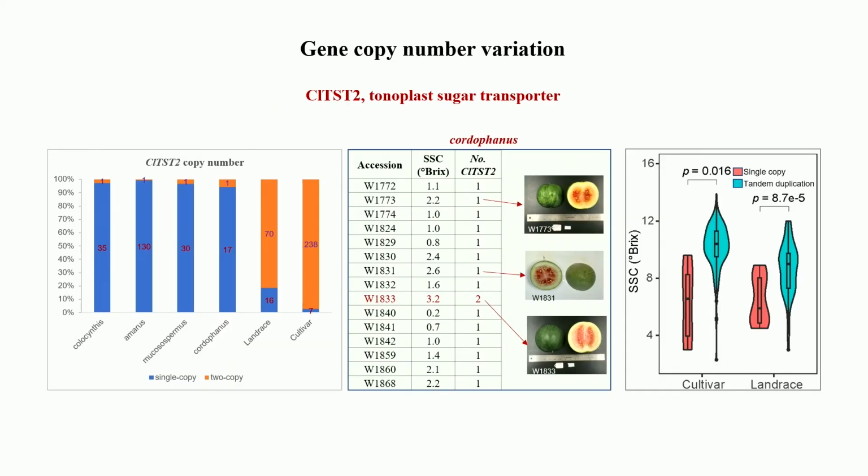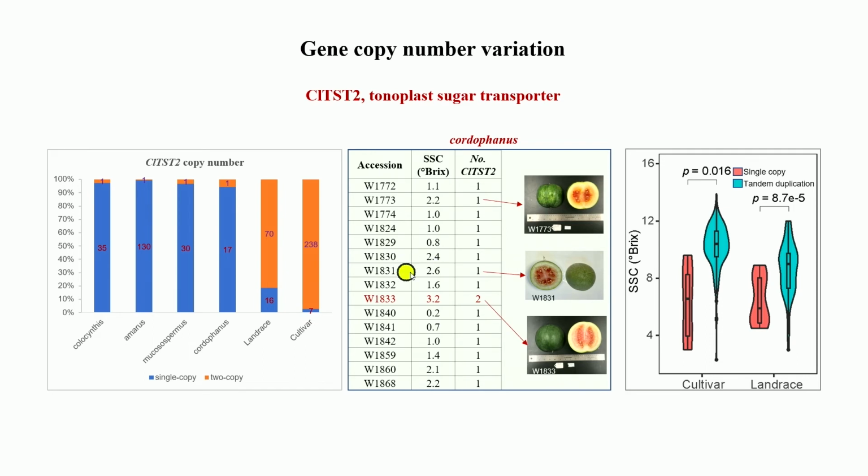And also this TS2 gene, which is also reported in the G42 genome. We found 2 copies based on the orthologous relationship. We found 2 copies of TS2 in cultivar watermelon, but only 1 copy in wild species. In Citrullus colocynthis, there's only 1 accession containing 2 copies, and interestingly, this one has the highest sugar content. So TS2 is involved in regulating sugar content in watermelon.